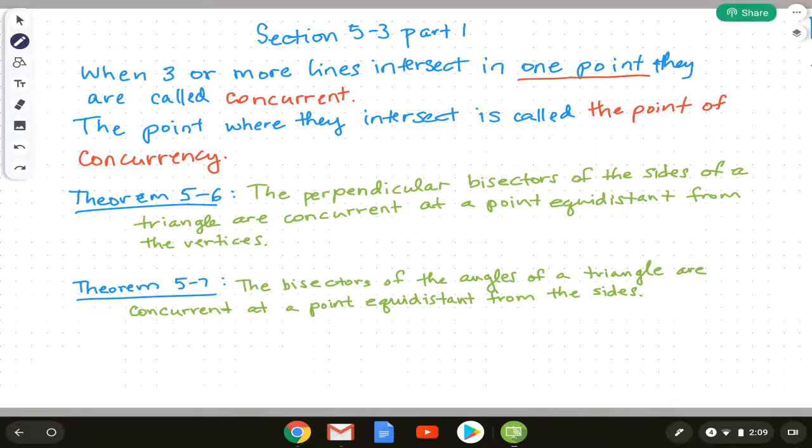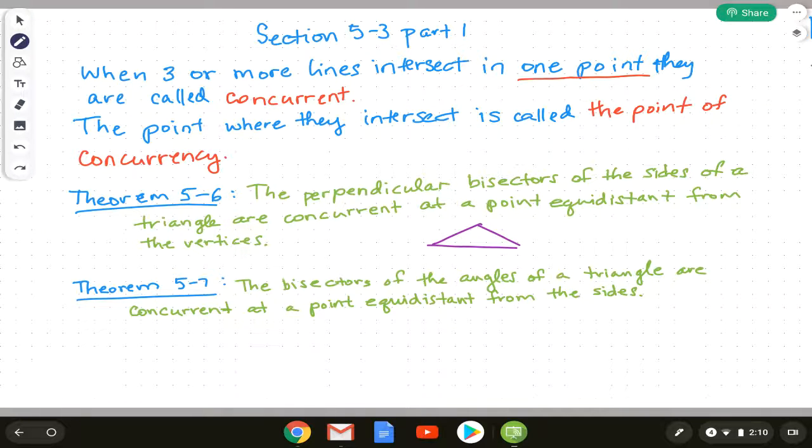So if I have 3 or more lines that intersect in one point, they're called concurrent. So the lines are concurrent. The point where they intersect is called the point of concurrency. So Theorem 5.6 says the perpendicular bisectors of the sides of a triangle are concurrent at a point equidistant from the vertices. Now we saw that when we folded we had a triangle that we had cut out.